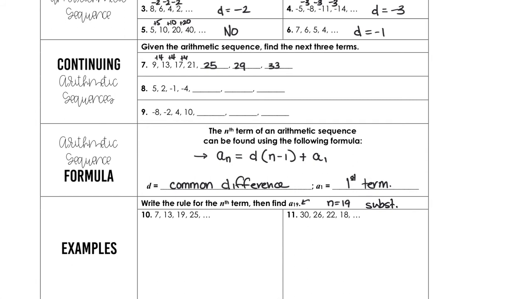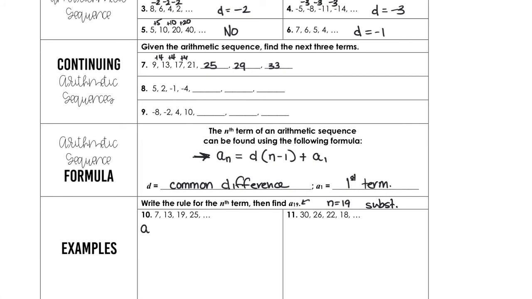But the first thing I have to do here in this problem is write a rule. And remember, we talked about a rule, which means write an equation for the nth term, then find A sub 19. So the formula, or our equation, goes like this.